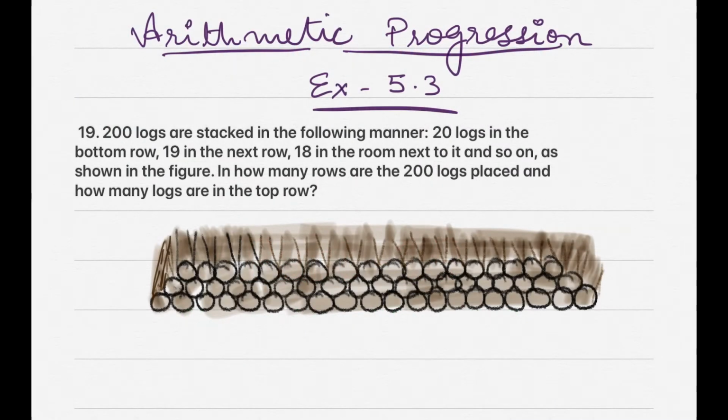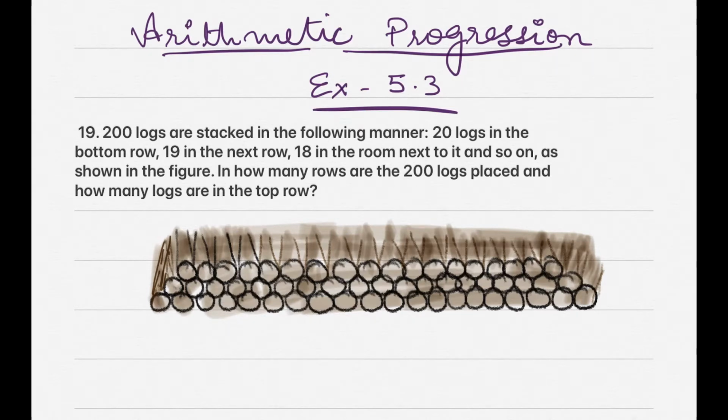Okay guys, so we finished up to 18 questions of exercise 5.3 in our previous videos, and now let's move to question number 19, and we are continuing with the chapter of arithmetic progression. Question number 19 says 200 logs are stacked in the following manner. They have given the diagram also: 20 logs in the bottom row, then 19, and then 18, and it keeps on continuing.